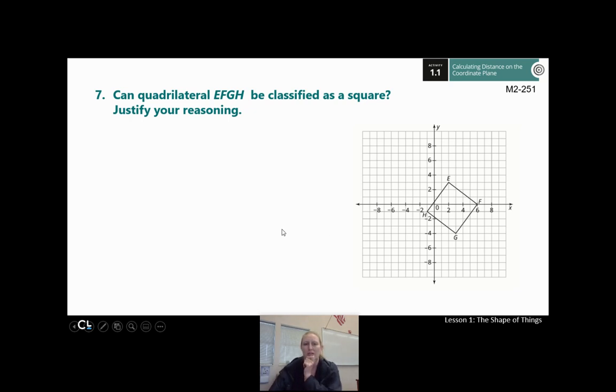I want you to decide whether or not this can be classified as a square. Can quadrilateral EFGH be classified as a square? We already know it has 4 right angles, but now you're going to need to find those sides. Use the distance formula. So go ahead, hit pause, see if you can do some distance formula to find those other 3 sides that we haven't found yet, and then hit play when you're ready to check your work.